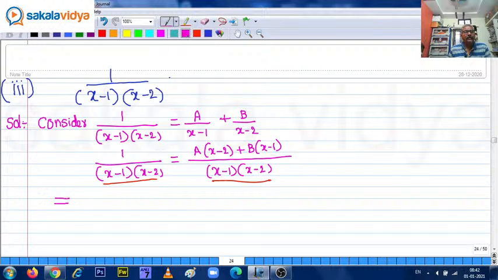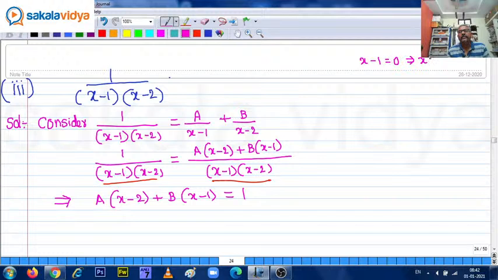So now, on comparison, a times x minus 2 plus b times x minus 1 equals 1. Now we need to suppress this factor, so x minus 1 equals 0, that means x is equal to 1. Am I correct now? Right. Now put x equal to 1. If you put x equal to 1, this becomes 0. a times 1 minus 2 plus b times 0 equals 1. This is a times minus 1 plus 0 equals 1.